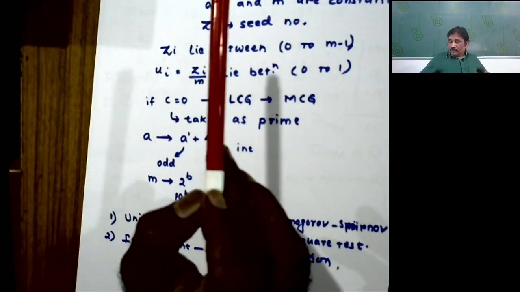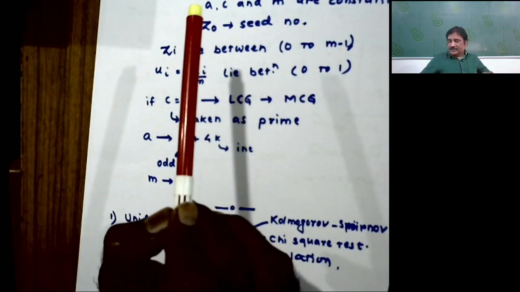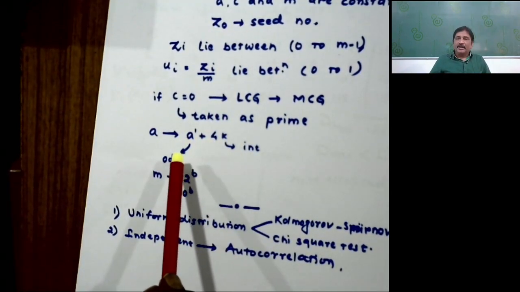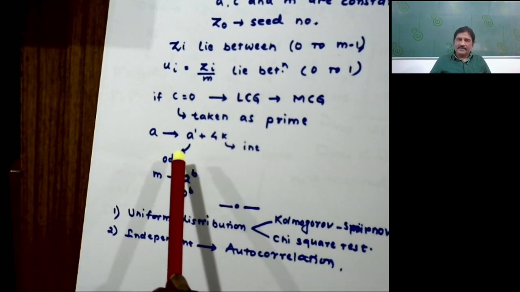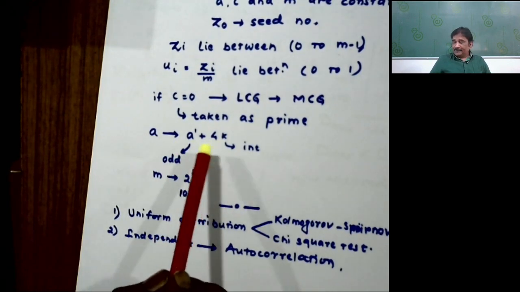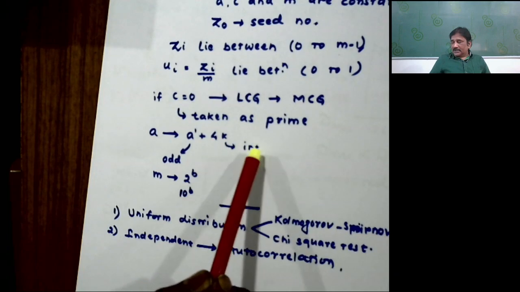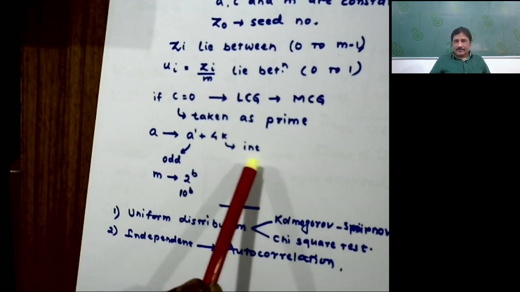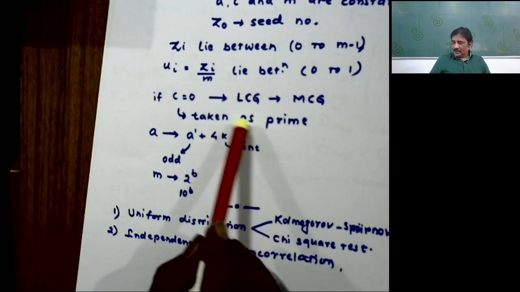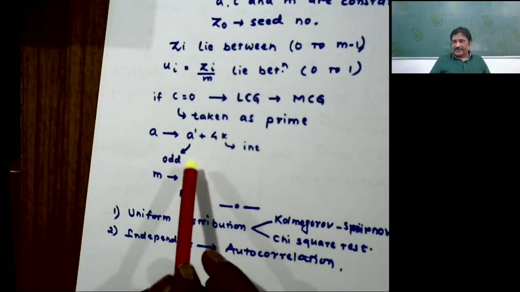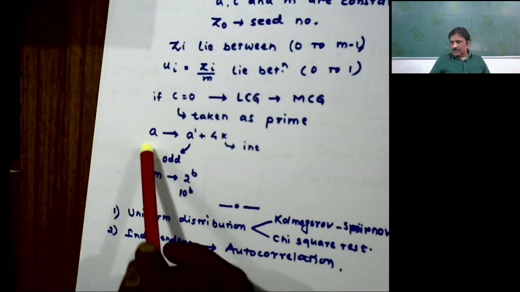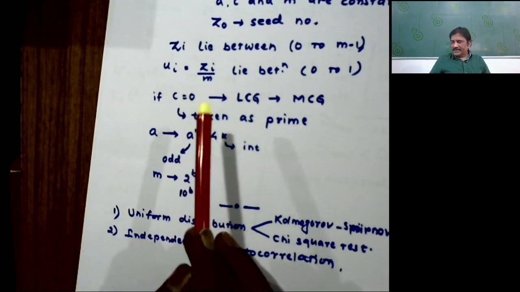Now, in this formula, a is some integer which is found by a dash plus 4k, where a dash is a certain odd number. It may be 1, 3, 5, 7, etc. You may take this number to be anything you like, plus 4k, and k is an integer, which could be 0, 1, 2, 3, 4, like that. So by using this formula, a dash plus 4k, where a dash is an odd number and k is an integer, you will be getting a. Then c, you may take any integer value.